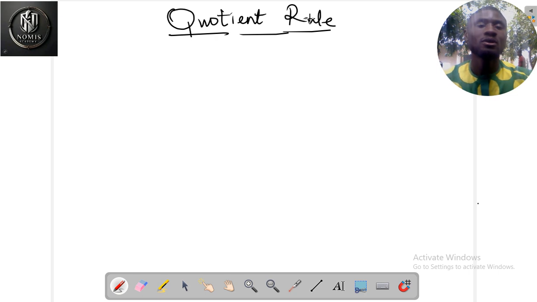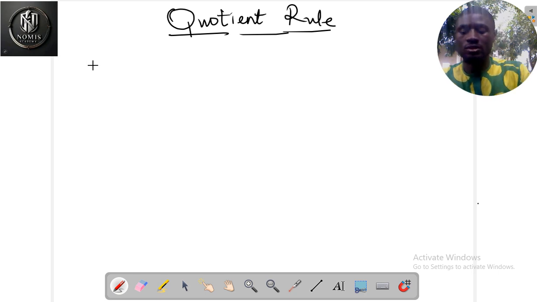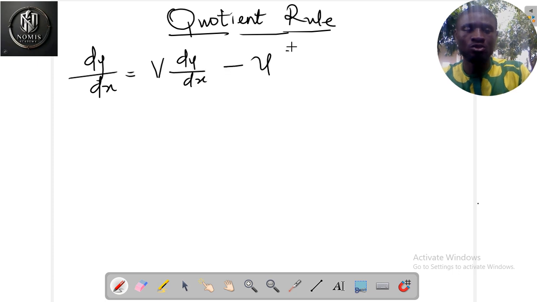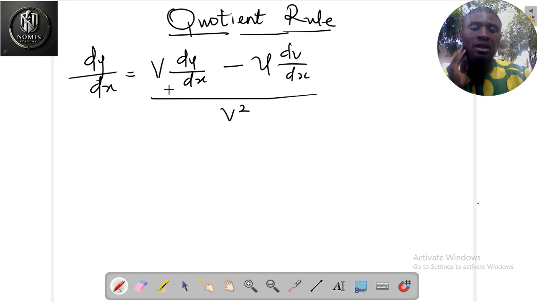In this video, I'll be teaching you how to solve differentiation using the quotient rule. By formula, what does the quotient rule say? The quotient rule says dy/dx is equal to v du/dx minus u dv/dx, all over v squared. So this formula is the quotient rule. This is what the quotient rule is applied to do.